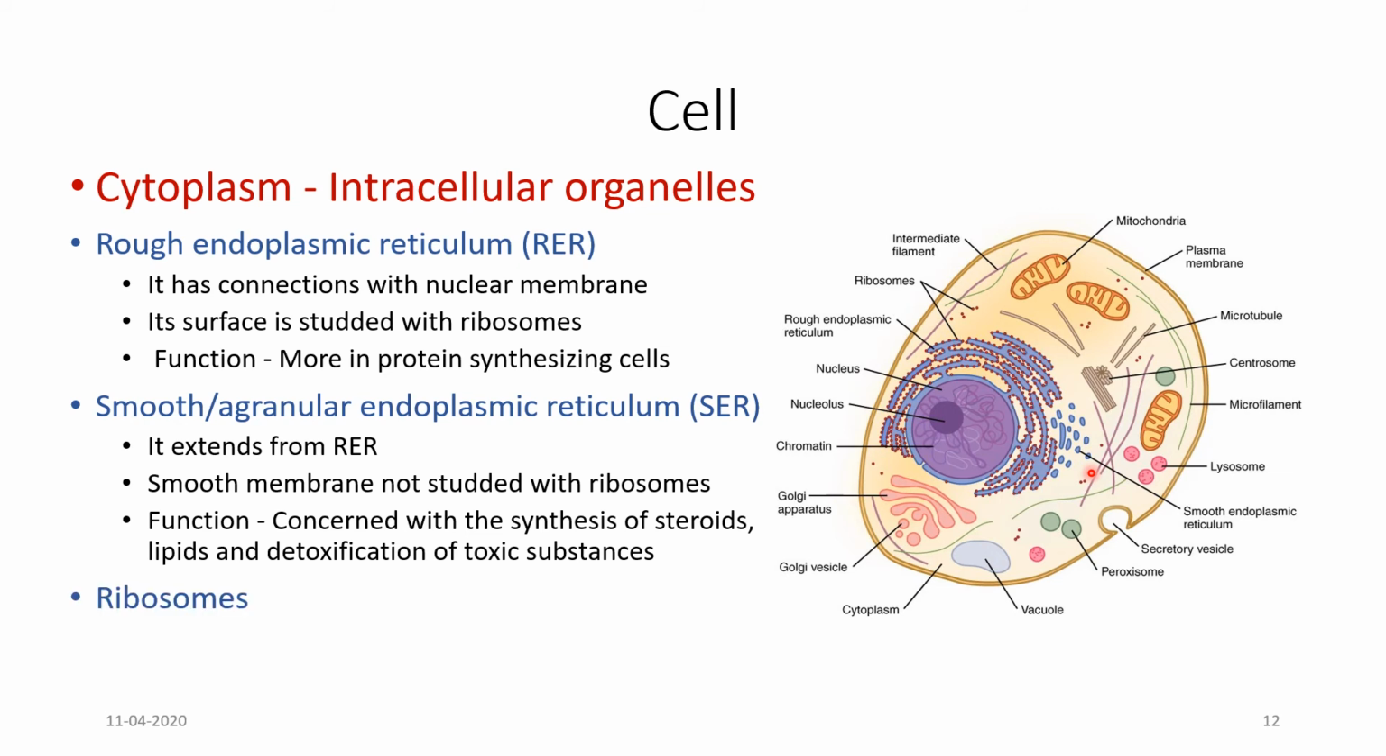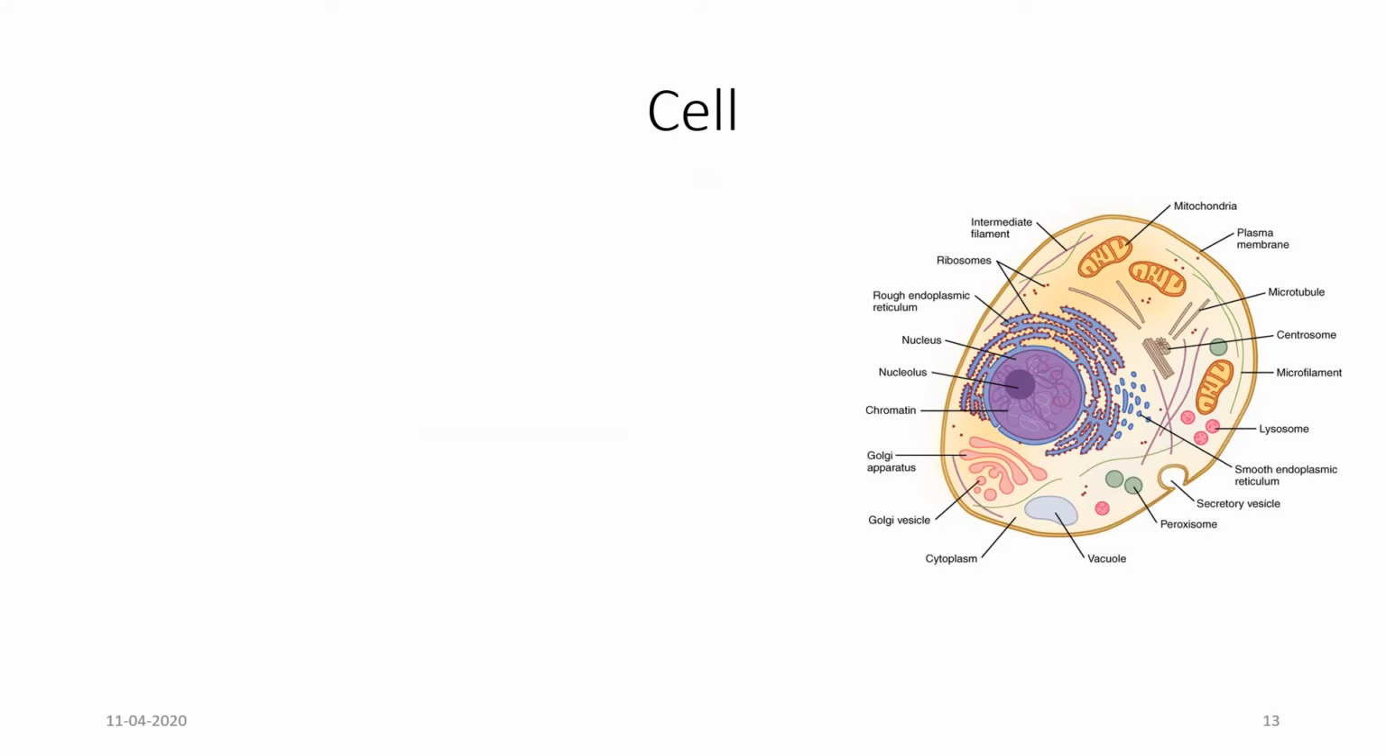The third component which we are going to discuss here is the ribosomes. These are the ribosomes you are seeing, and these are small particles that are concerned with protein synthesis. And the other intracellular organelles are the mitochondria. These are the mitochondria you are seeing.